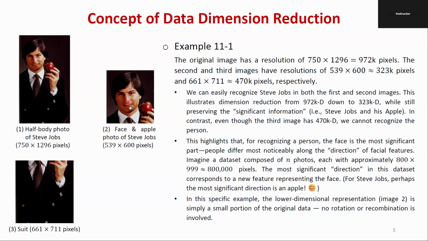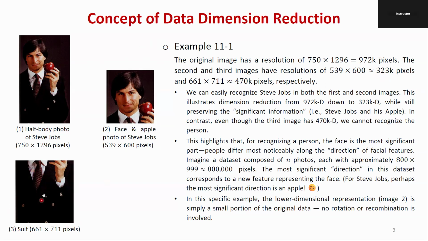So here, the second picture's total number of pixels is 323,000. So it's already a reduction from 972,000 to 323,000. And yes, this photo includes the significant information, meaning Steve Jobs and his Apple. This is the important thing. By comparison, the last one, although its dimension is 470K pixels, which is even higher than the second picture but lower than the first picture.